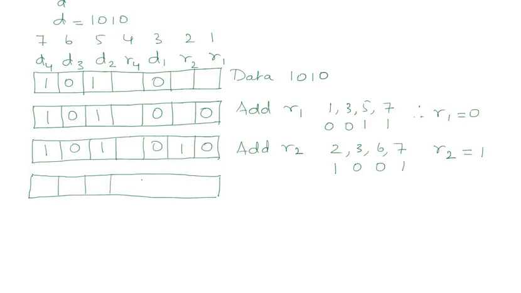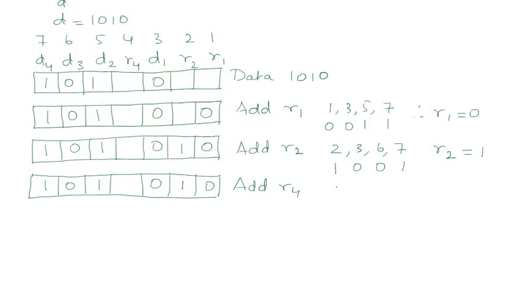Again draw the same box. Write the data bits 1, 0, 1, 0. Write the redundant bits which we have already computed, that is R2 is 1, R1 is 0. Next we need to find R4.